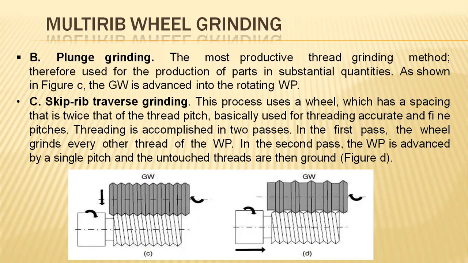Particularly, this can be accomplished in two different phases. First one is the first pass. In this particular strategy, the wheel grinds at each and every thread of the work part. The second condition is the advanced strategy way of operating by a single pitch, and that too with respect to the untouched threads. After that, it will be getting ground. So the representations have been clearly specified diagrammatically also.